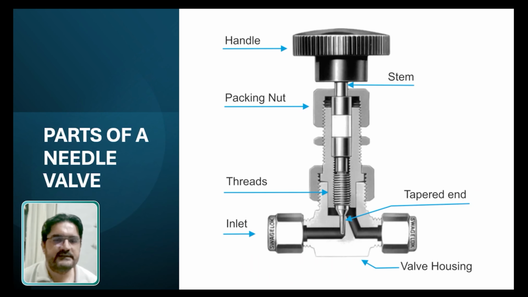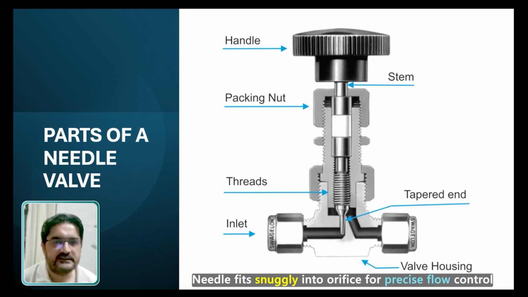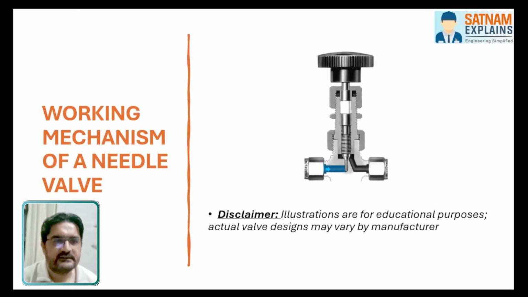Here you can see the cross section of a needle valve. Basically, needle valves are very small valves, and most of the time they are manually operated. Rarely will you see a needle valve actuated or controlled with the help of pneumatic air or electric signals. Here you can see a small body with a finely threaded stem, a pointed needle tip, and a seat or orifice.